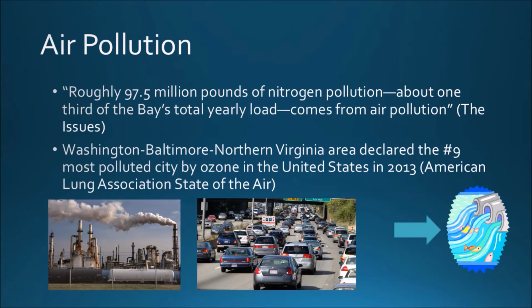You might not think of air pollution being directly linked to water pollution. However, roughly a third of the bay's yearly nitrogen load comes from air pollution. This ends up being about 97.5 million pounds. The Washington, D.C. area was declared the number 9 most polluted city by ozone in the U.S. in 2013. Some contributing factors to this are automobile exhaust as well as industrial emissions. Contaminants in the air can easily be washed into waterways and can be just as harmful as other types of pollution.